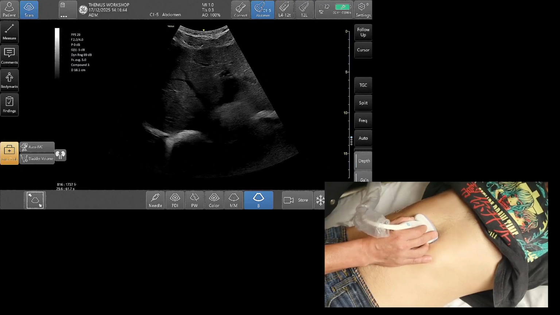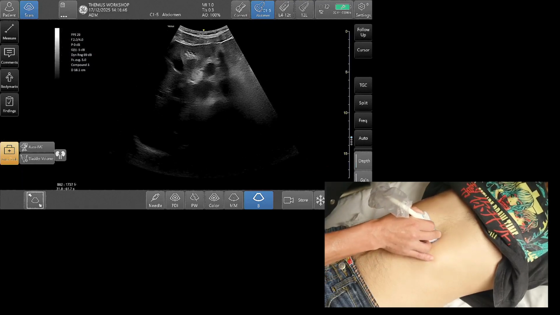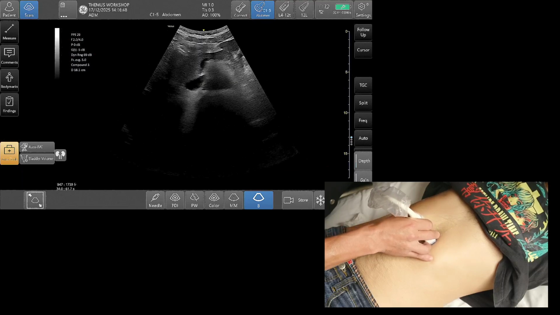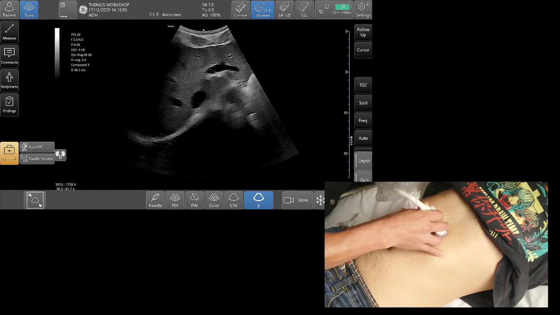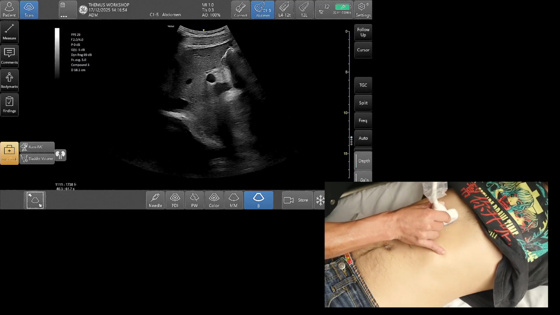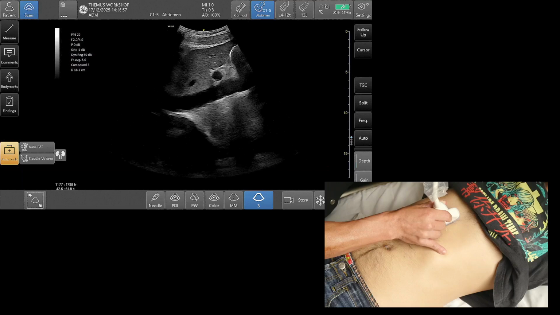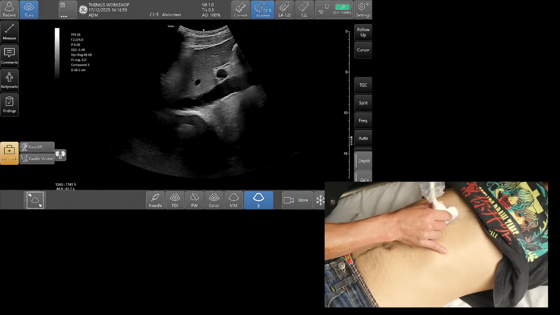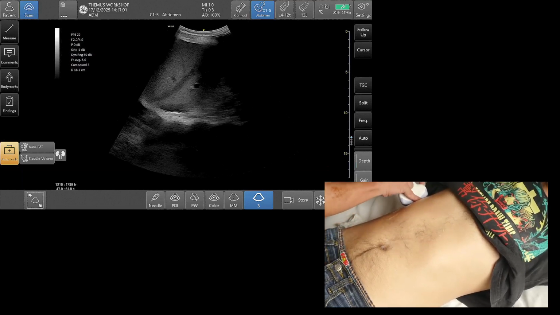Okay. Now I will demonstrate the Vexus for the IVC. You can just scan from anterior and then to get IVC and try to make sure that the liver is in the center. That will be much easier. If you have difficulty to scan IVC, then you can use transhepatic approach.